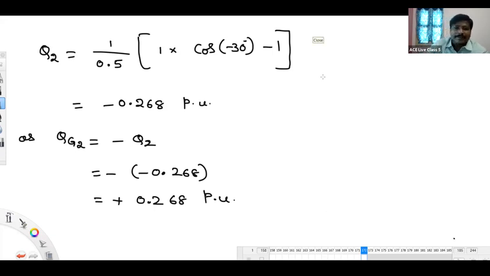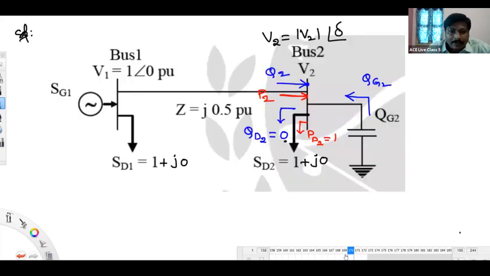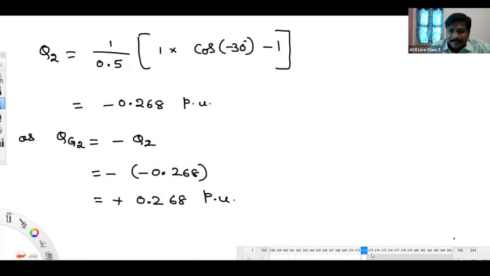Already I discussed the Q2 equation many times, how to write that Q2 equation. So this is the rating of the capacitor bank, plus 0.268. Check the options. Option B is the correct one to be chosen. Correct answer is B.